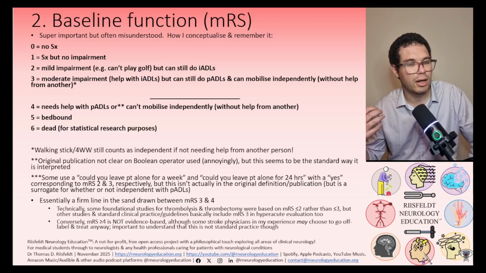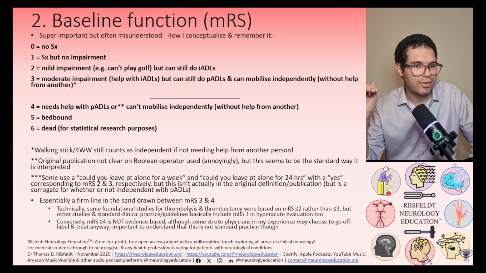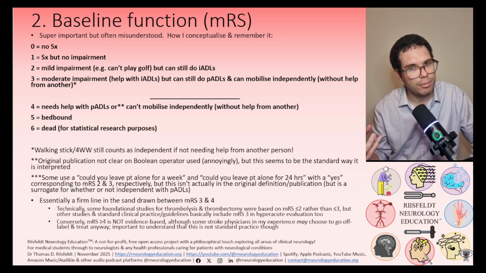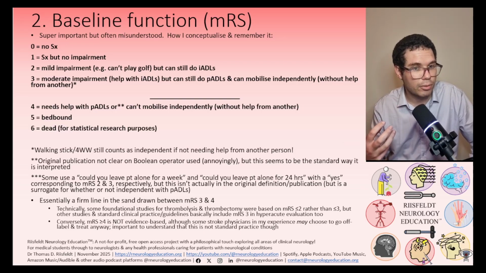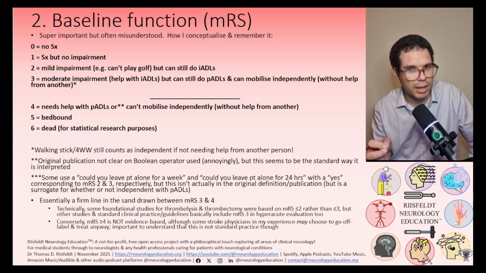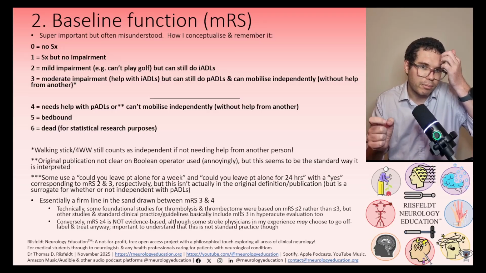So they might not be able to play golf like they used to, or their handicap might have deteriorated with their golf score, for instance. They're not at the same level that they used to be, but they can still function in daily society normally. So that's a 2. Now, what's 3? So 3 is moderate impairment. And basically, this means that the patient needs help or may need help with some instrumental activities of daily living, but they can still do their personal activities of daily living and they can still mobilize independently without requiring help from another person. So, this is where people can be a bit confused.